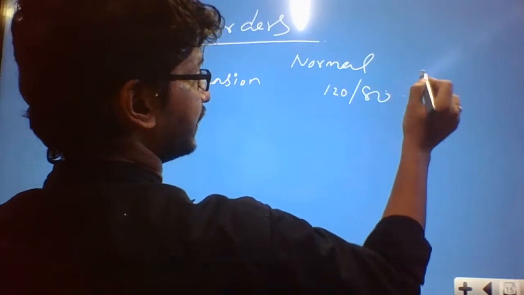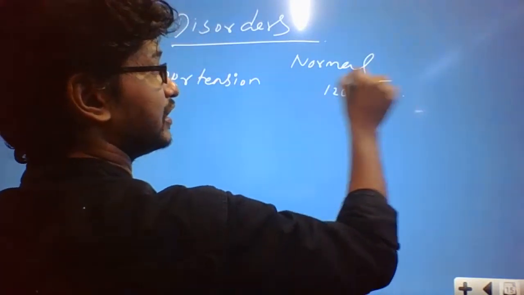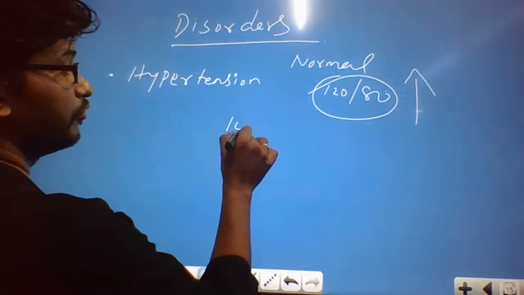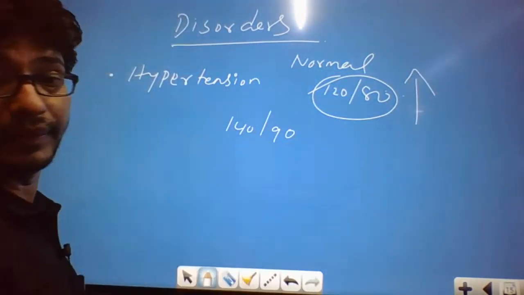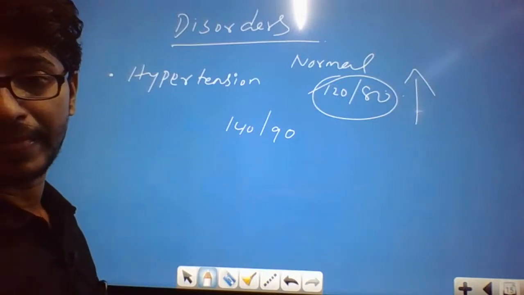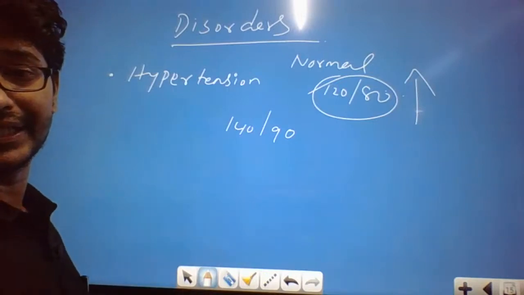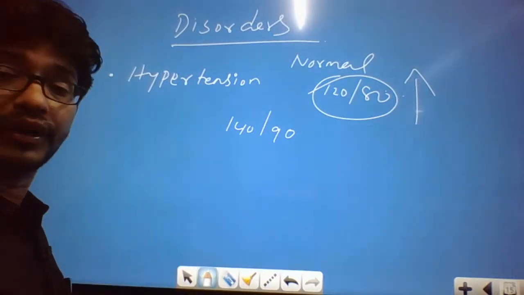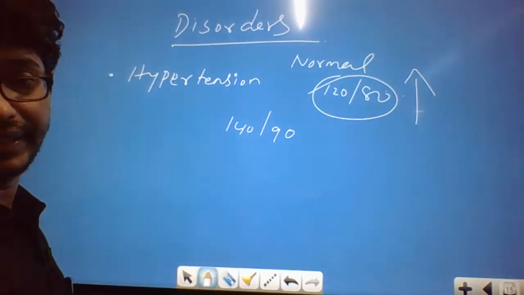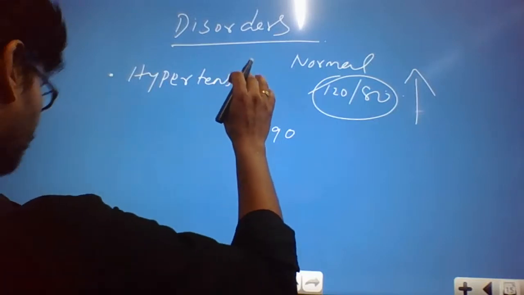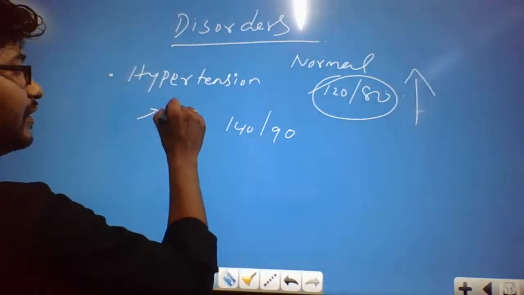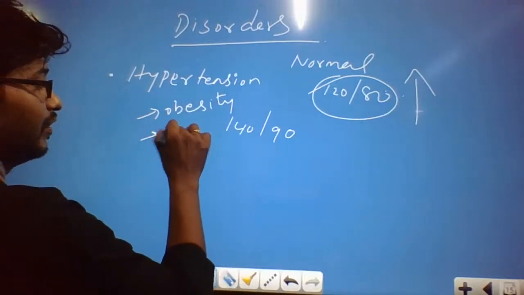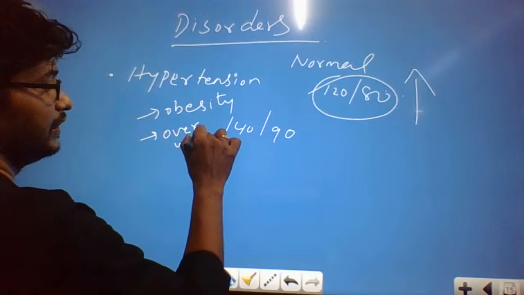In that range it will fluctuate and increase, and sometimes it will go to 140 90 and be increased for a long span of time. When it increases like this, this condition we call hypertension. So if blood pressure stays in the same condition for a long time, this is hypertension. If you ask what the reasons for hypertension are, mostly obesity. The reason is obesity, or being overweight. These are the main reasons.